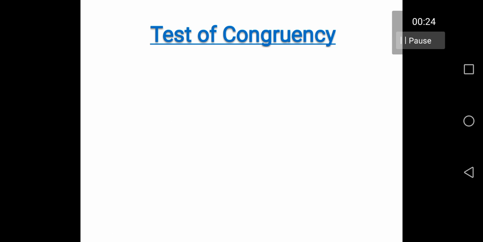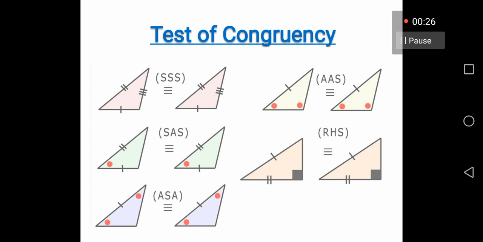Test of congruency. Let us learn the test of congruency. Here, in the first you can see that all three sides are being shown equal to all three sides of the second one. So we can say that the first triangle is congruent to the second triangle by the SSS test.